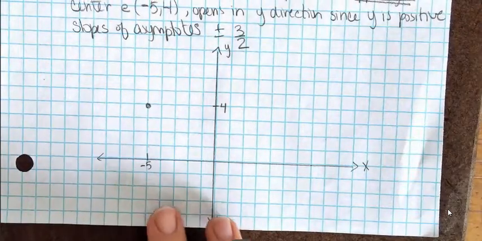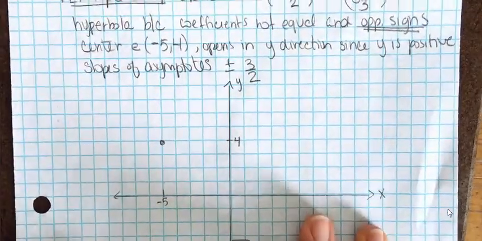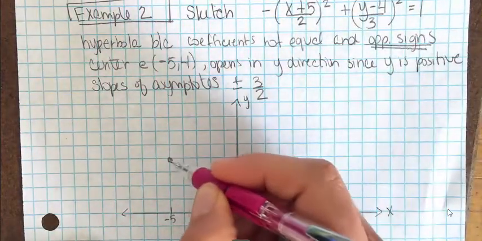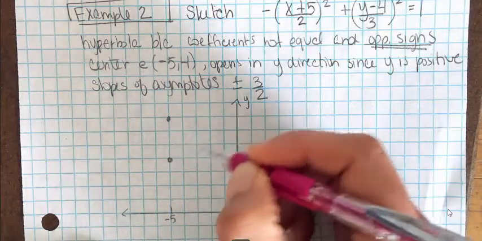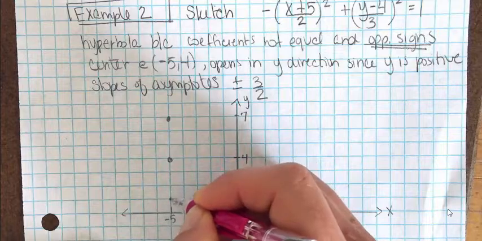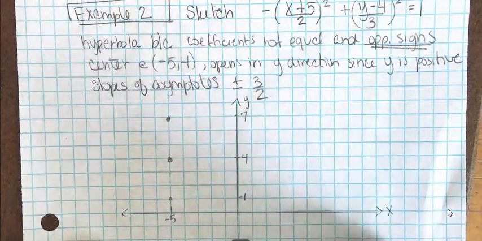Okay, now we use our dilation factors to draw kind of a box. It's going to usually look like a rectangle. So in the y direction, I'm going to go from my center up 3, which should put me at 7. And I'm going to go down 3, which should put me at 1.